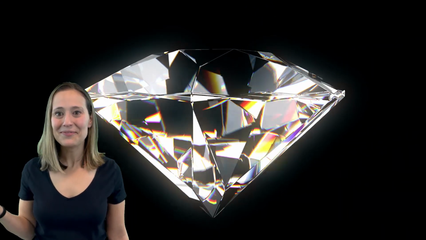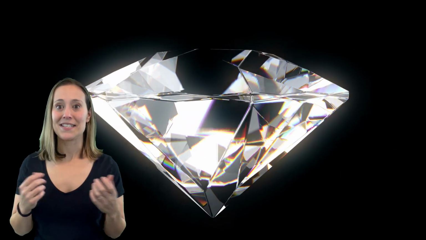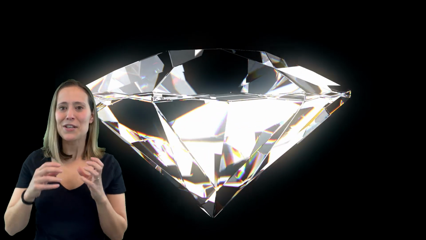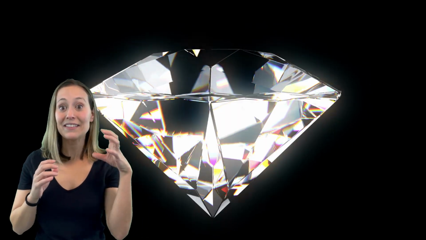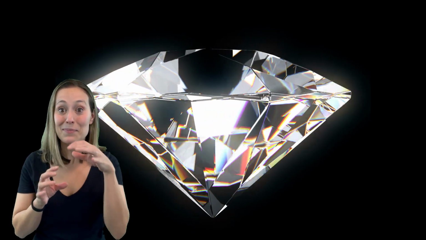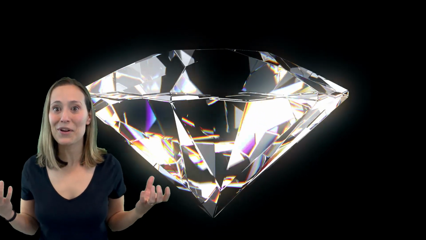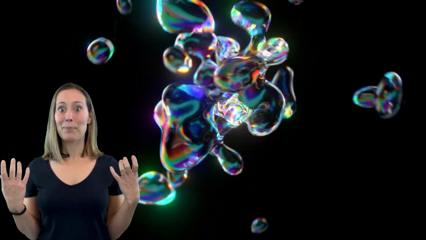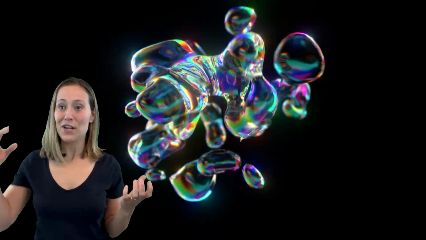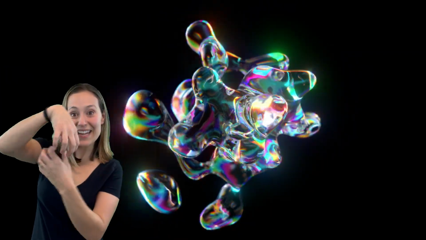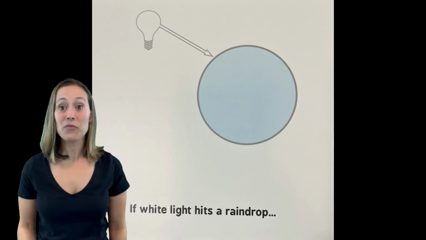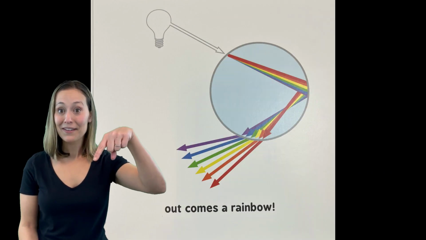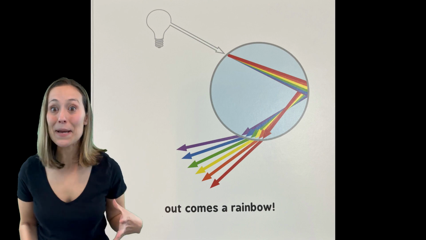Isn't that cool? Take a look at this diamond. A diamond has lots of corners and edges, so as you shine the light around it, the light is bent, and you can see little glimpses of colors, just like in the triangular prism. Look at these droplets. As the light turns around it, you can see all the different colors as the light is bent and dispersed. I think it's beautiful. If white light hits a raindrop, out comes a rainbow.